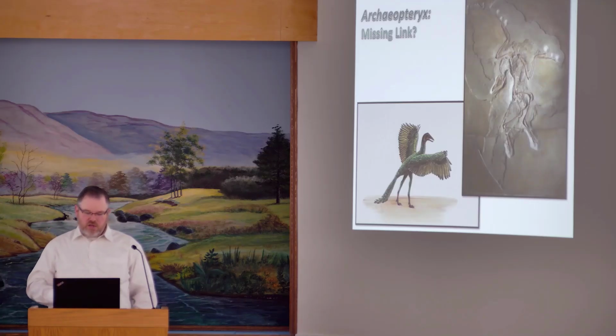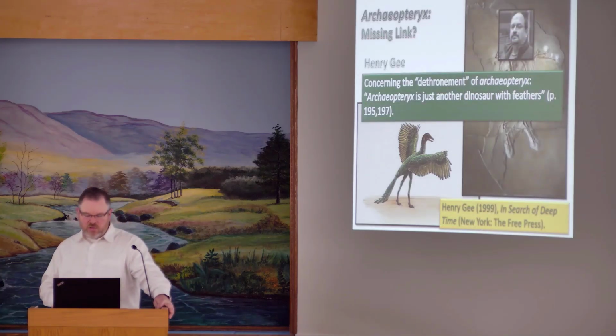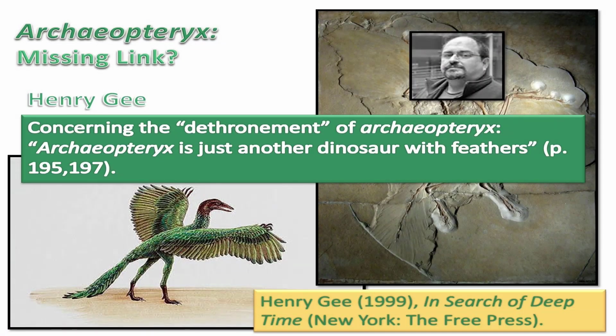Even though Archaeopteryx is still going to be found in most of your textbooks, young people, as an example of a missing link proving evolution, paleontologists are generally in agreement that it wasn't the missing link they thought it was. It was just a feathered bird, probably. Henry Gee, a British paleontologist and senior editor of Nature, said concerning the dethronement of Archaeopteryx that it is just another dinosaur with feathers, is what he's arguing, that this is just a dinosaur, it's not a missing link.